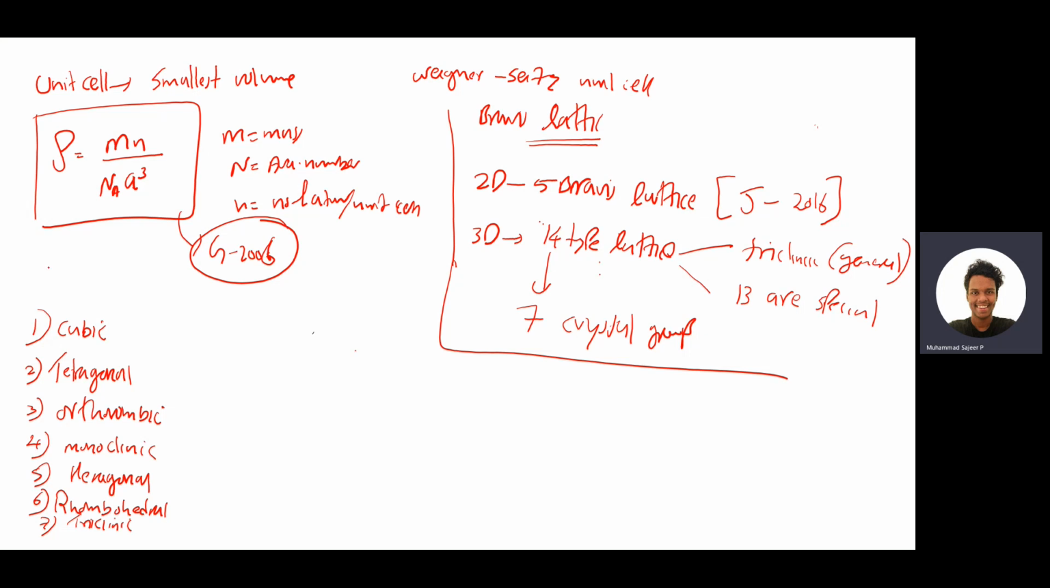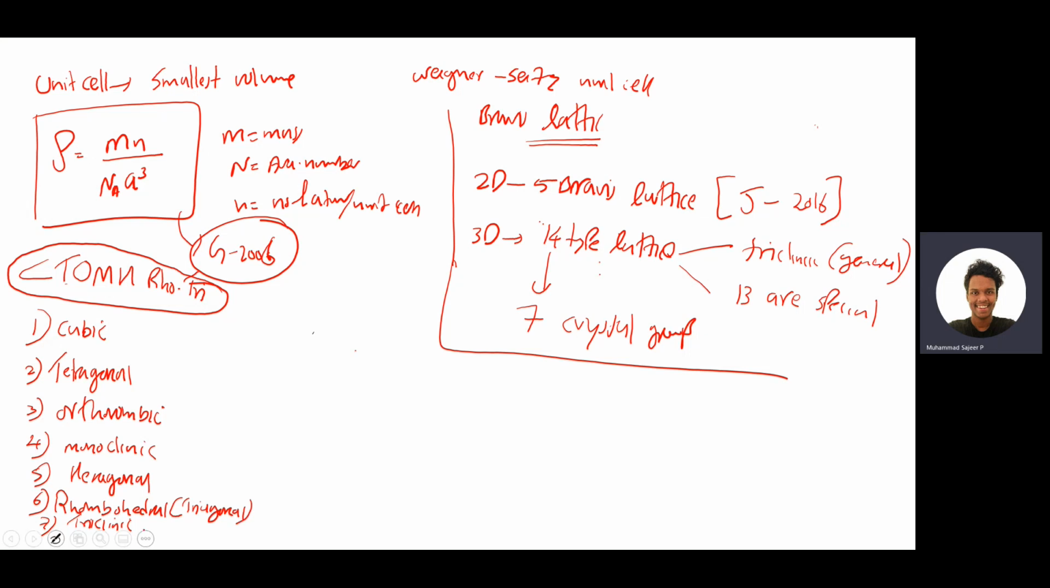I was just remembering it in such a way: CTOMH rotary. That was the code I was using. C for cubic, T for tetragonal, O for orthorhombic, M for monoclinic, H for hexagonal, Rho for rhombohedral, and Tri for triclinic. Also, rhombohedral is also known as trigonal, I guess. Okay. So how will you remember this?